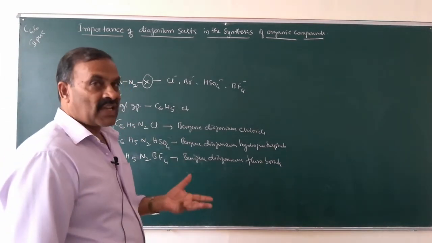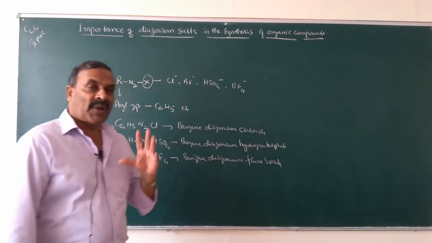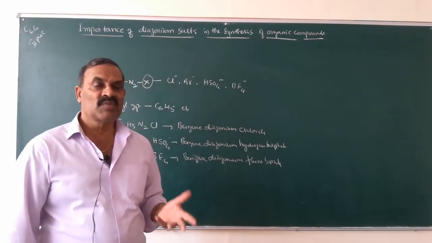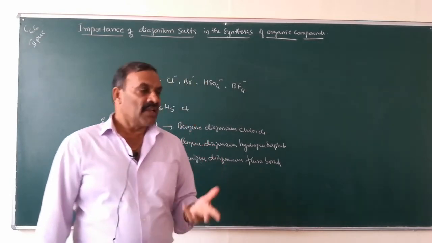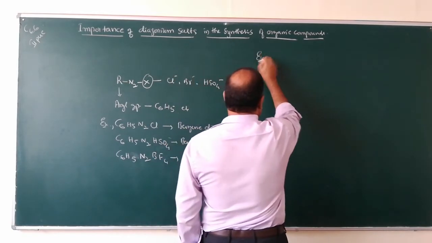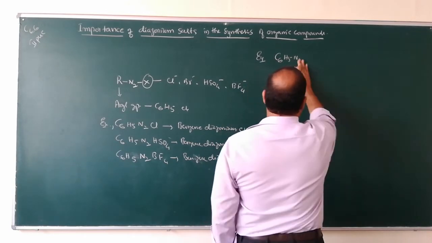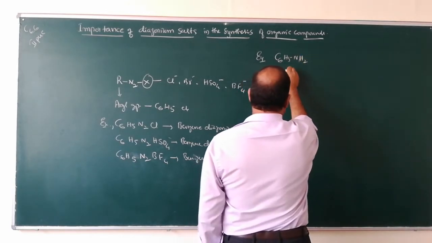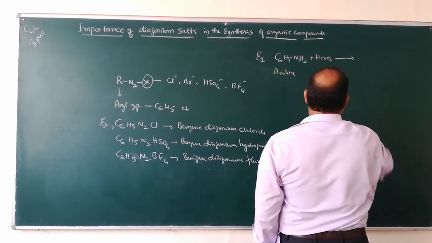Then what is diazotization? Conversion of primary aromatic amines into benzene diazonium salts is known as diazotization. Example for diazotization: C6H5NH2. What is this compound? This is aniline, which reacts with HNO2, nitrous acid.